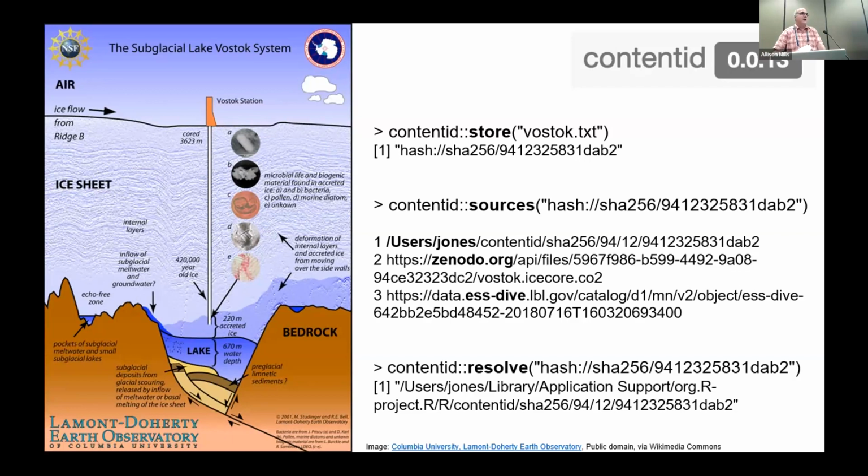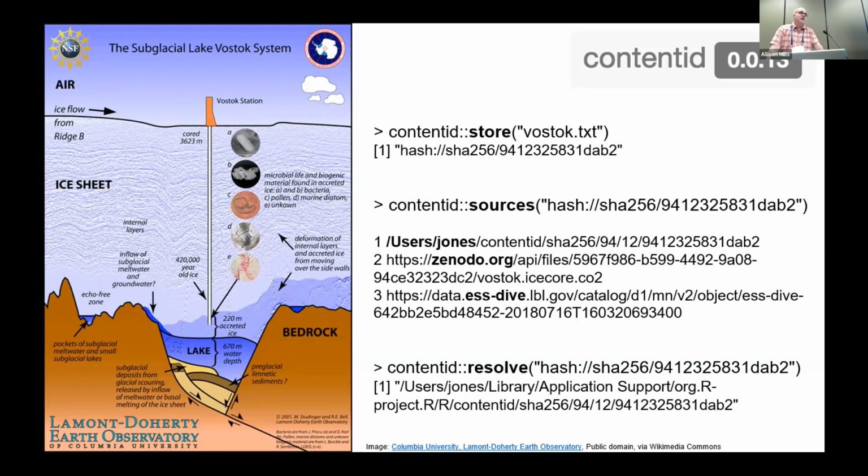I can also call the Content ID sources function to resolve a given content identifier, like this one for Vostok, and find out that not only do I have a copy locally, there's also a copy on Zenodo buried deep in some data package that I didn't know about. And there's a copy on ESS-DIVE, the Department of Energy's data repository. There are actually hundreds of other locations where this data file exists on the internet, but this is easily discoverable through the Content ID package.